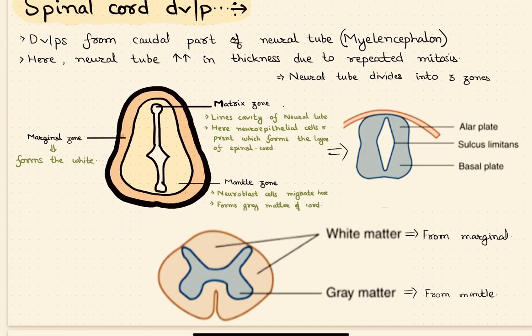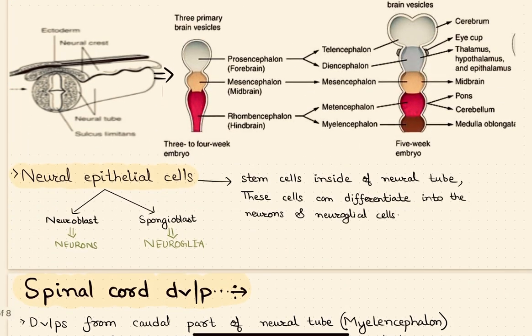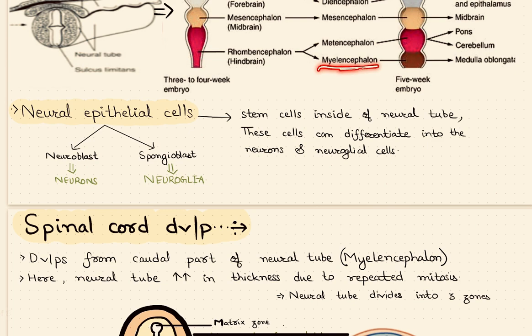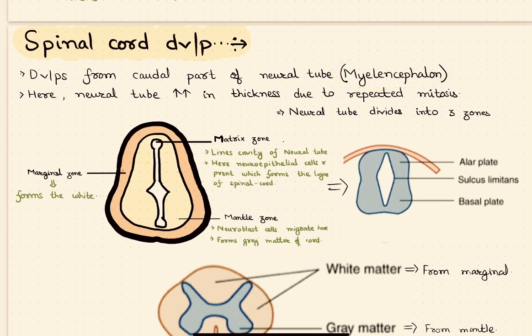Now let us study the formation of the spinal cord. In the caudal region of the neural tube, we have the myelencephalon, which forms the medulla oblongata. In the caudal region the cells undergo rapid mitosis, and the neural tube divides into three zones. The inner one is the matrix zone, outer to it is the mantle zone, and lateral to it is the marginal zone. The matrix zone lines the neural cavity and has the neuroepithelial cells.